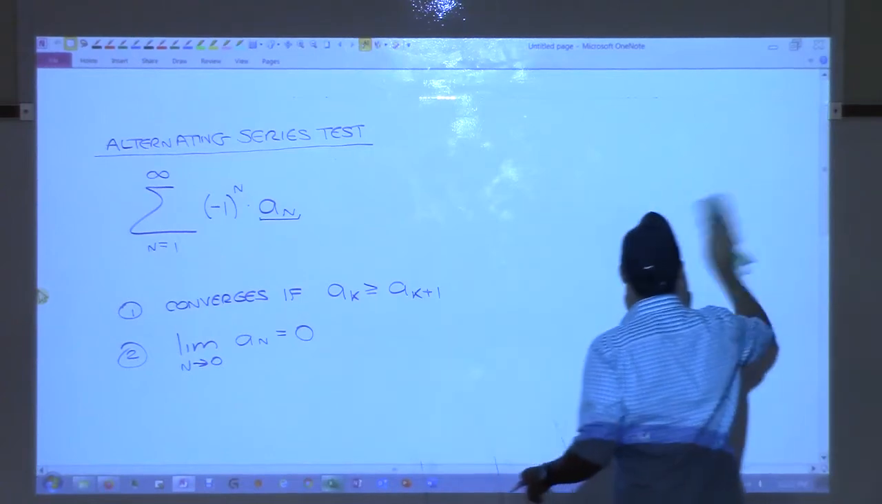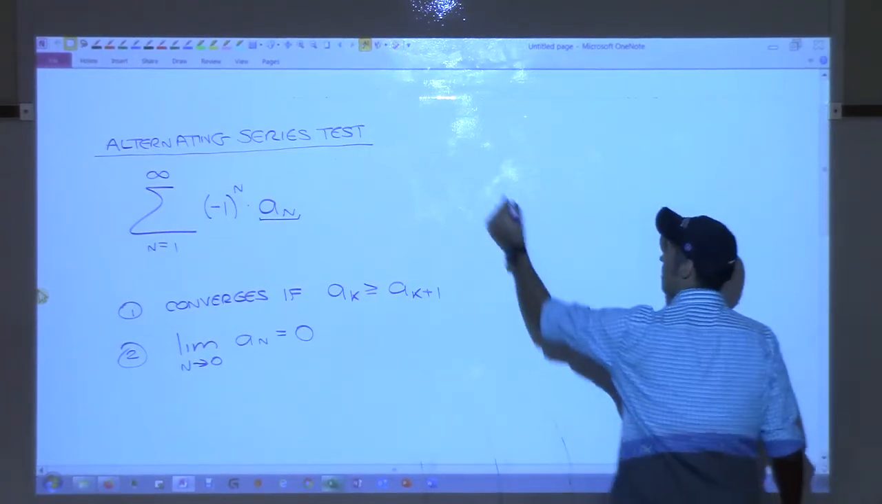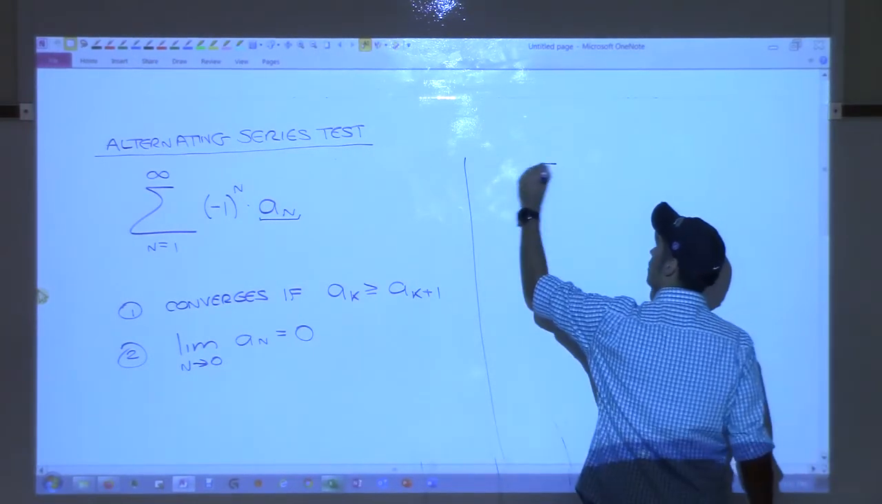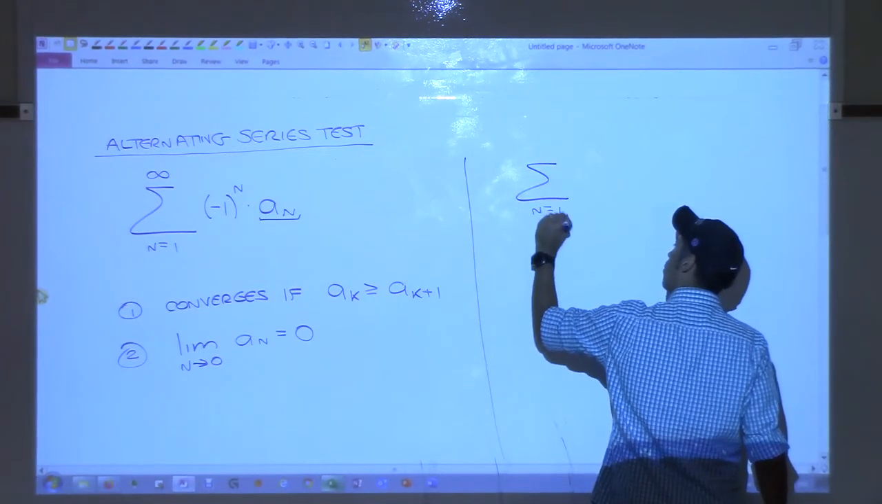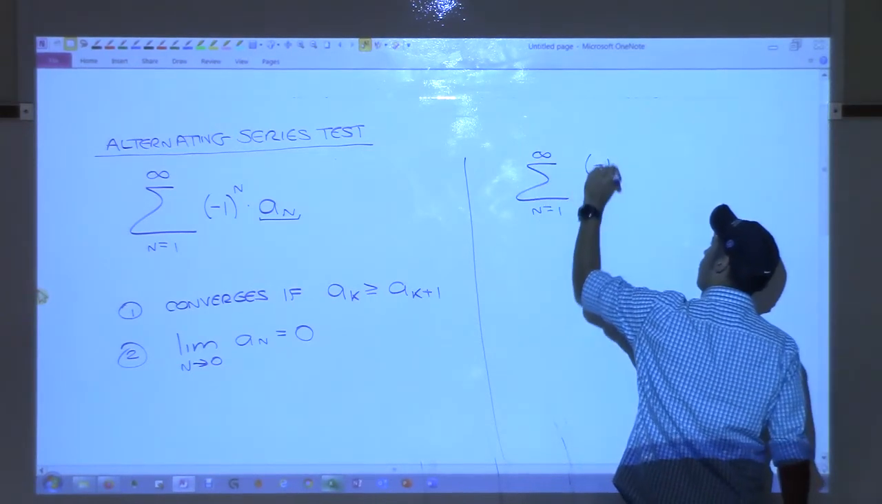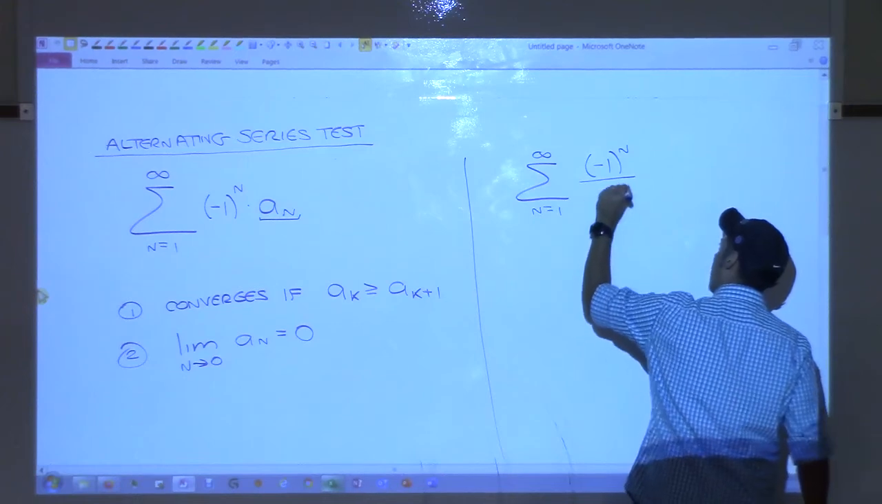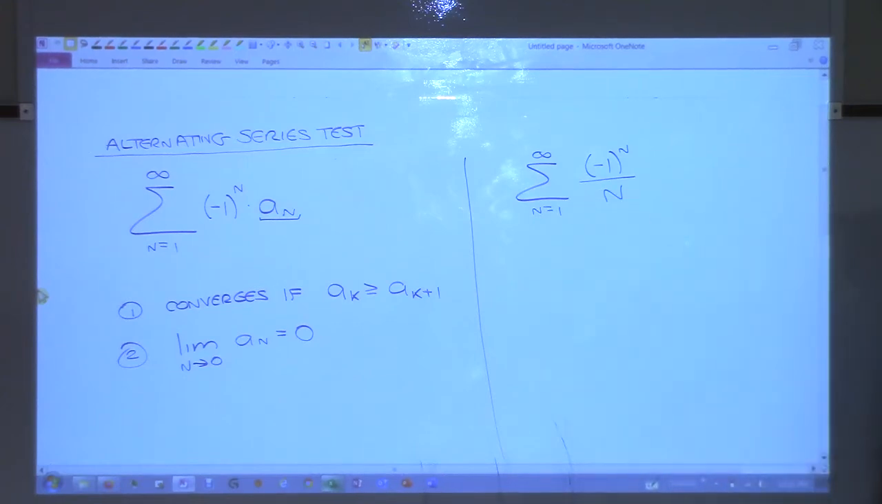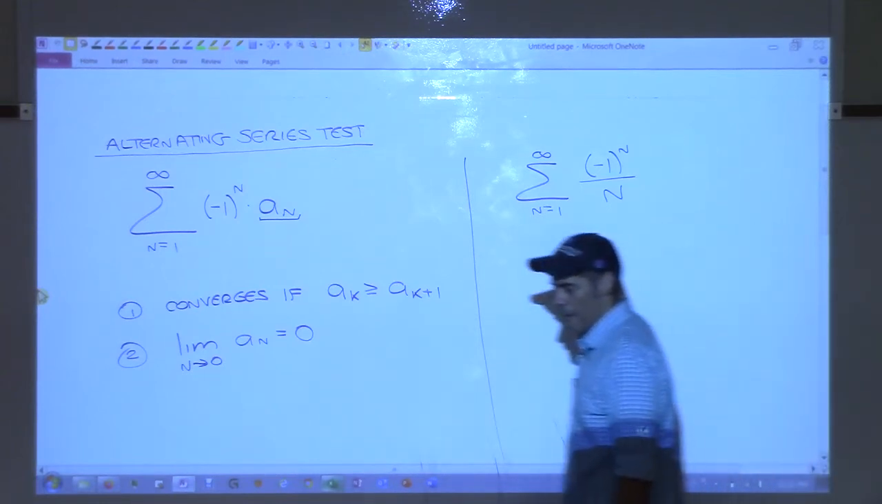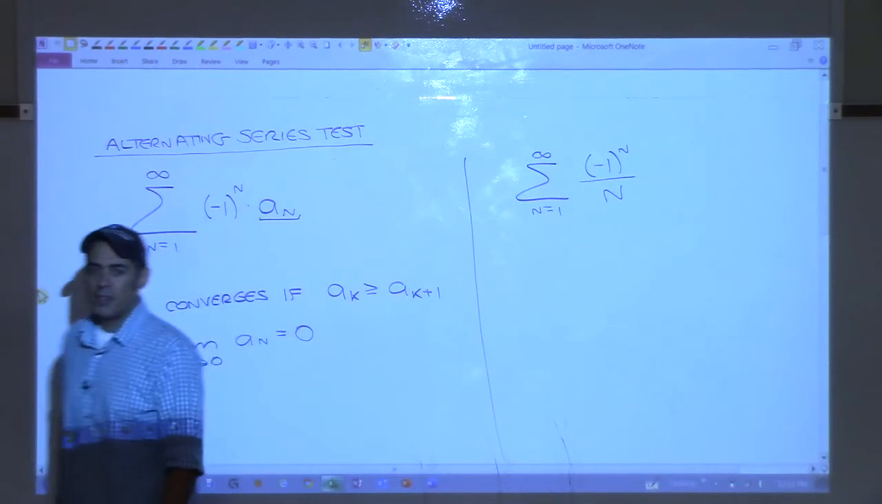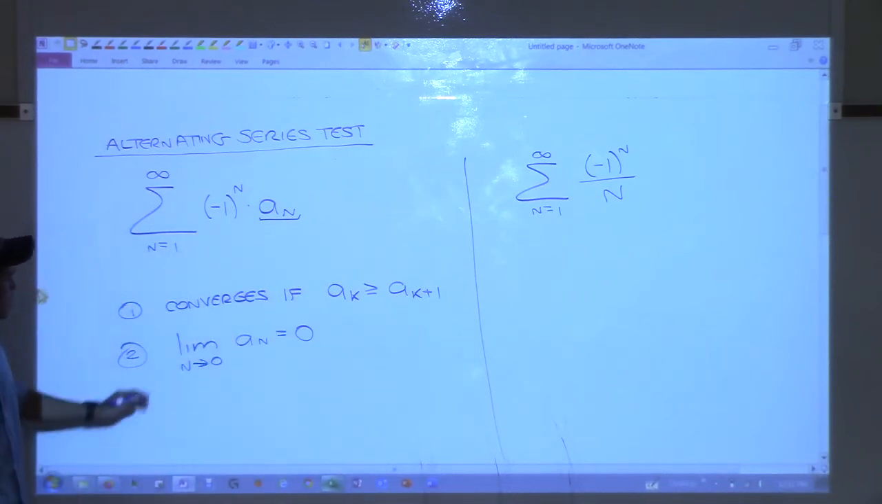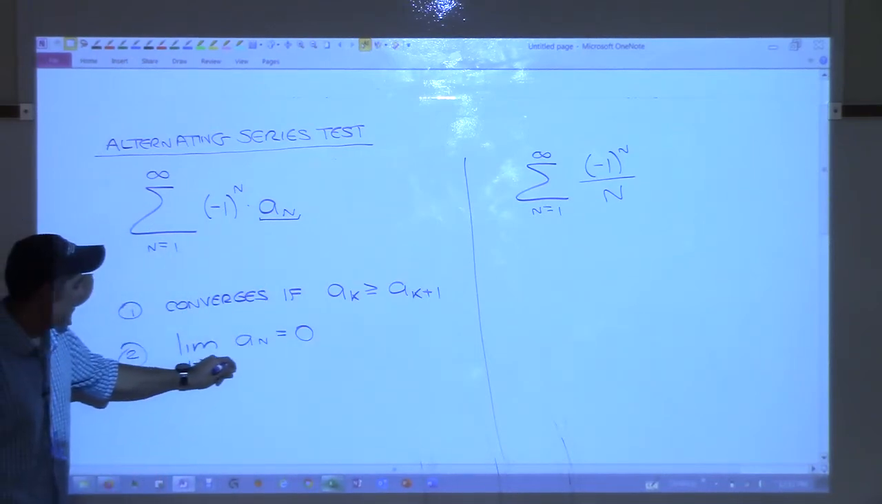So let's go to one of my favorite examples of this. The sum n equals 1 to infinity of (-1)^n over n. That says limit n goes to 0. I keep on messing this up. No, it's infinity. It's infinity.